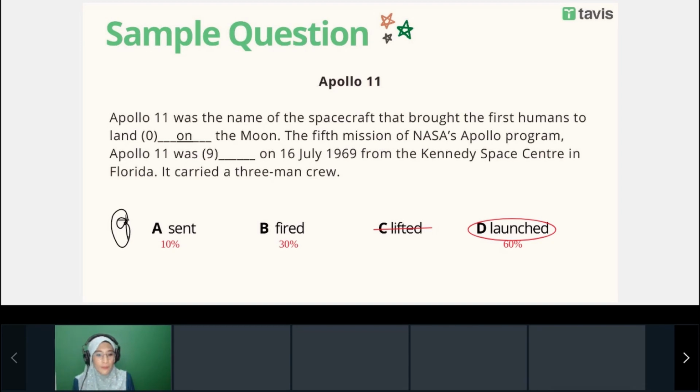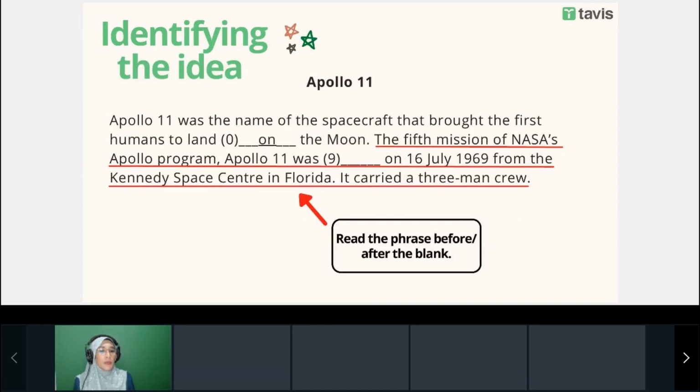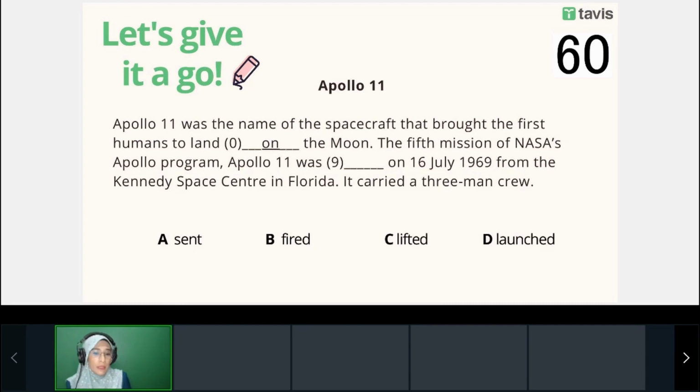All right. So how do we do it? First of all, remember, read the phrase before or after the blank. That's why I keep on reading before I match the options. I keep on reading the sentence before and then the sentence after, because it allows me to think, oh no, this one I don't think is correct, or this one I don't think is correct. Always read, and then only can you find out the answer.